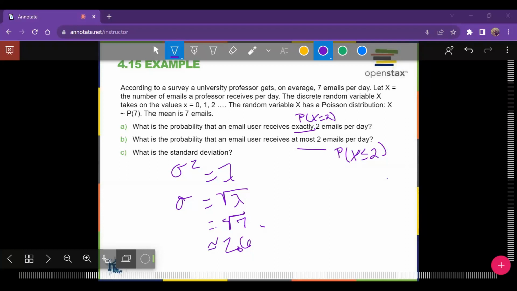So then if we look at one where we are doing it as B said, which was at most, that would be equal to Poisson distribution. Our X this time is 2 still because it's at most. And then 7. And this time it's true because we want to add all of them. So we get 0.0296.